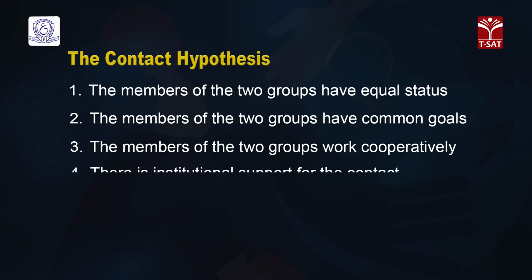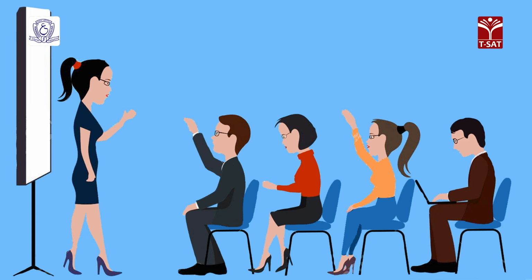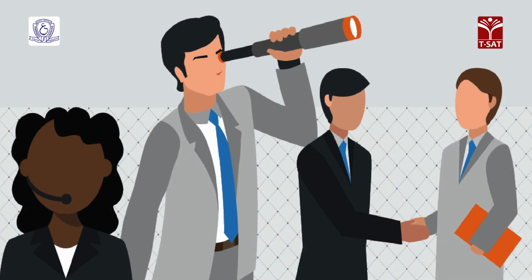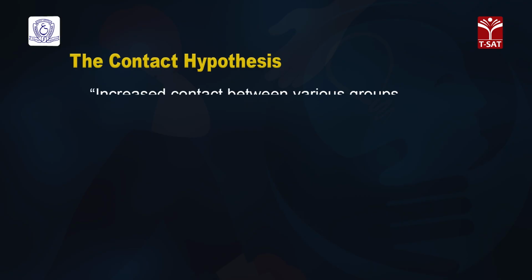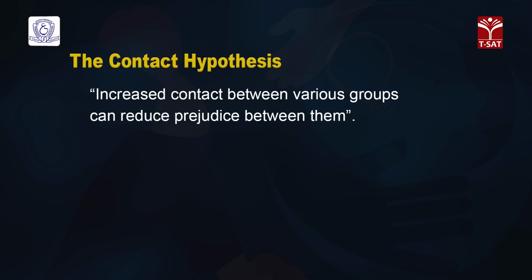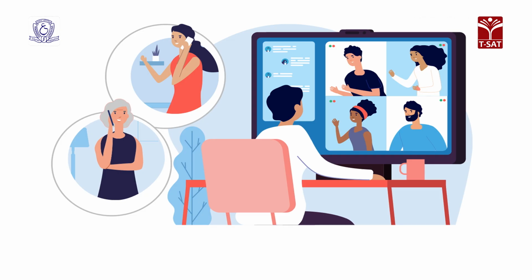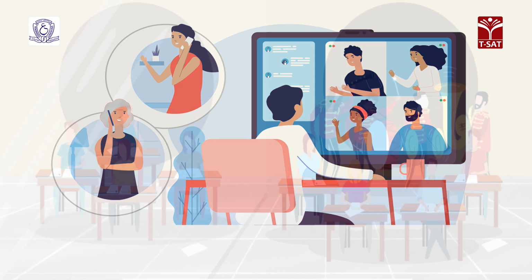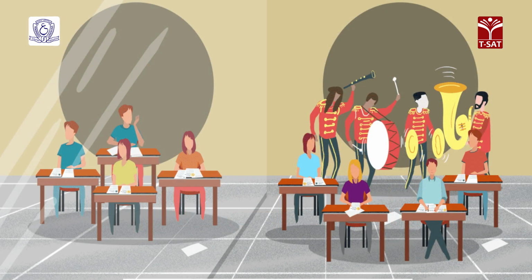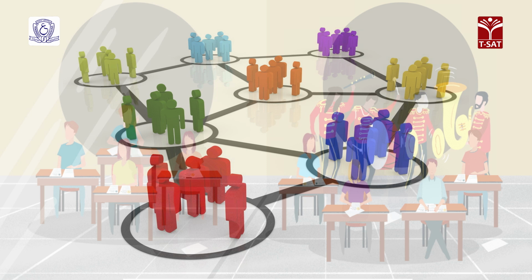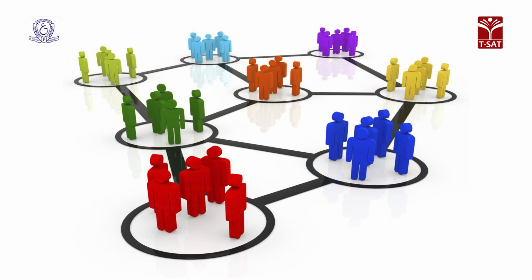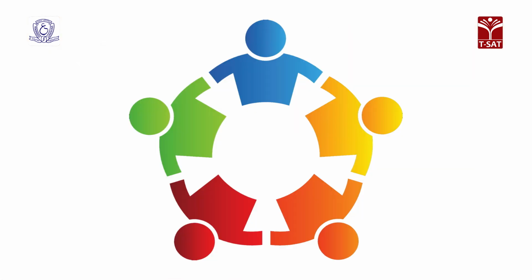And the next condition is that there is institutional support for the contact. For example, if the group leaders or authority figures support the contact between groups. According to Pettigrew, in 1997, increased contact between various groups can reduce prejudice between them. If the groups meet on a regular basis, there would be a possibility of acceptance, recognition, and esteem. The similarities between the groups would help in growing and developing together.